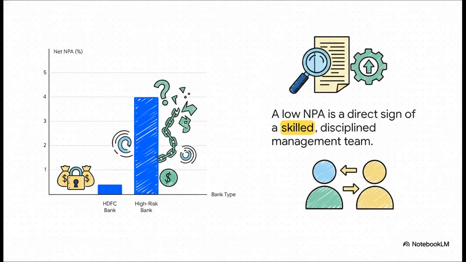And the difference it makes is just staggering. A top-tier bank might have a net NPA of, say, 0.4%. Think about that. For every $100 they lend, only 40 cents is at risk. But a high-risk bank might have an NPA of 4%. That's 10 times worse. That's not just a small problem. That's a sign of a fundamental issue at the very core of their business.